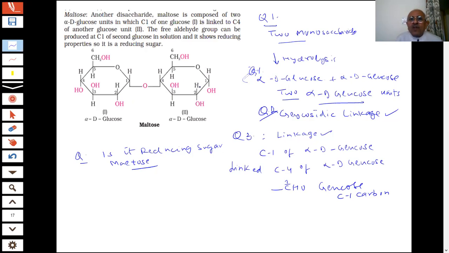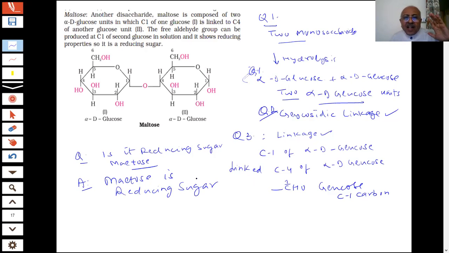In the case of the second glucose, what will happen? The CHO group is free. Therefore it will show properties of a reducing sugar. The answer is that maltose is a reducing sugar. Sucrose was a non-reducing sugar because the carbonyl group of fructose and the CHO were joined and linked. They are not free. But here C1 carbon is used, and C4 carbon is used in the second glucose.